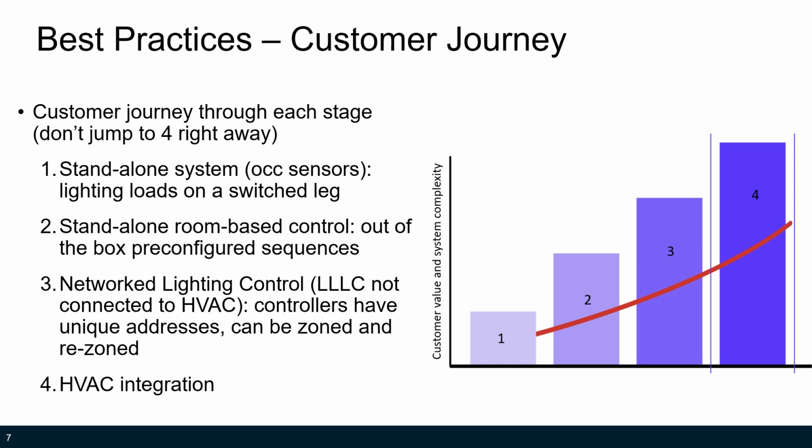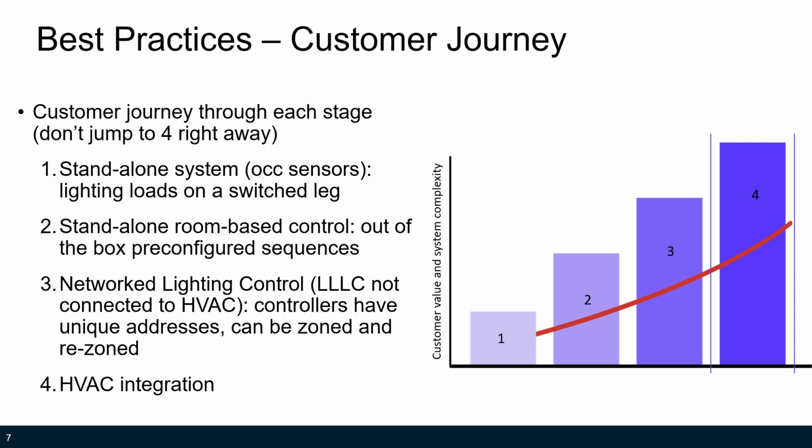In this type of design, lighting controllers have unique addresses within the lighting network. Lighting loads can be zoned and rezoned for optimal flexibility and are not limited to switch legs and the electrical wiring. Several controls manufacturers provide the ability to upgrade from a standalone approach to a networked lighting controls approach. A variety of control strategies become available, as have been discussed in previous training modules.